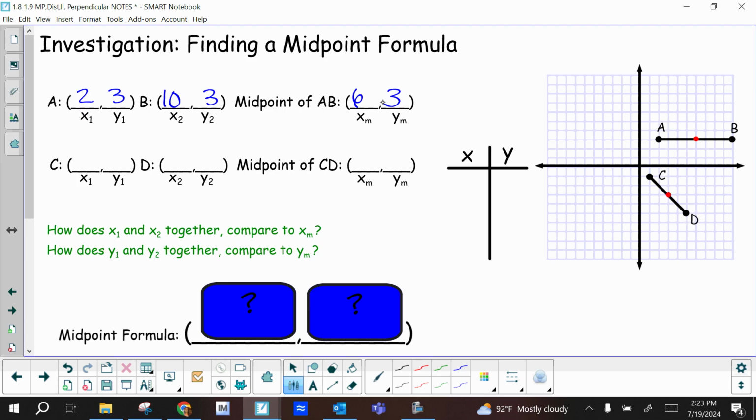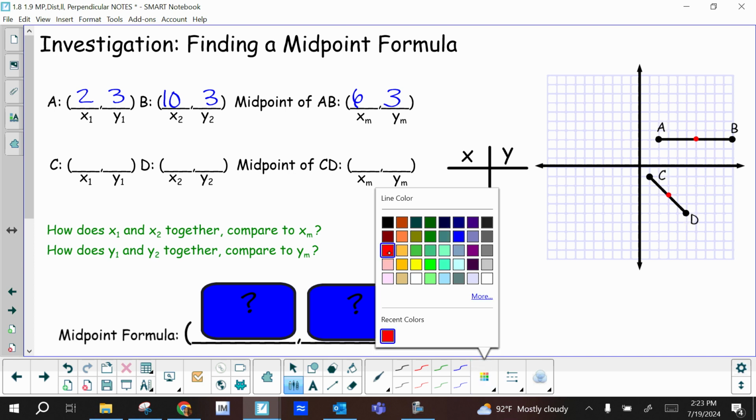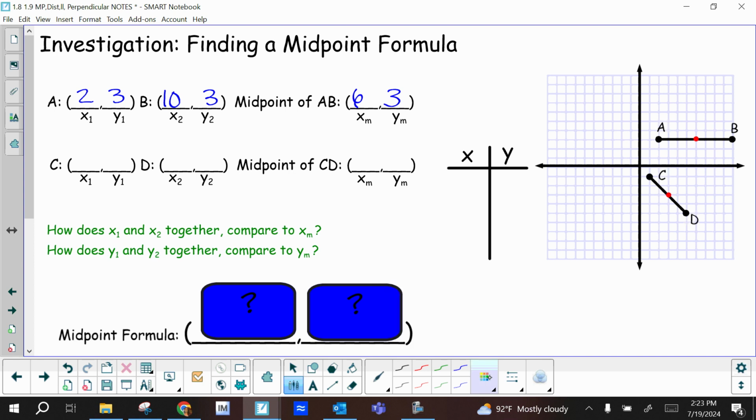Let's now look at CD, and then we're going to compare these values. C is at (1, -1). D is at (5, -5). And then the midpoint is already there. It's halfway, and that one is at (3, -3).